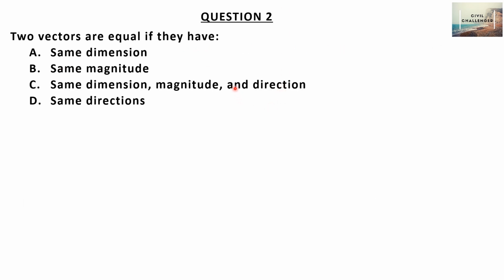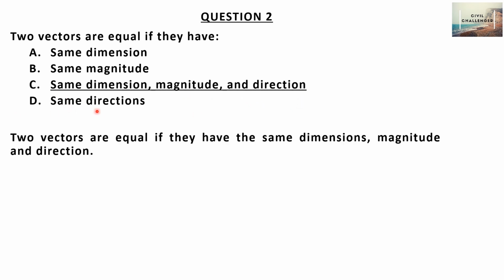The next question is, two vectors are equal if they have option A, same dimension, option B, same magnitude, option C, same dimension, magnitude and direction, option D, same direction. Two vectors are equal if they have the same dimensions, magnitude and directions. So the correct answer is option C. Two vectors are equal if they have same dimension, magnitude and direction.